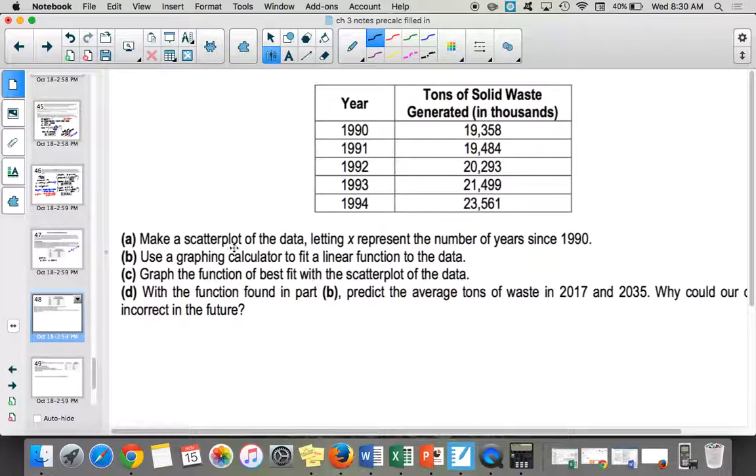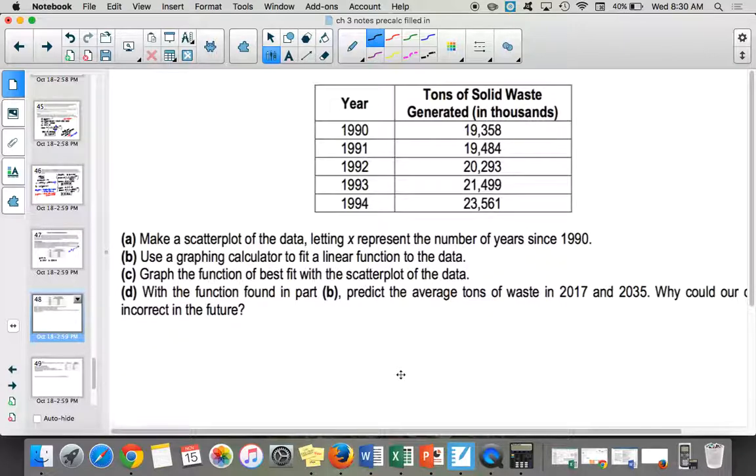All right, so let's try this next one. So this is going to be another linear one. Oh wait, is this the same one? Yeah, okay, so it says make a scatter plot of the data, letting x represent the number of years since 1990. So we did that. We used a graphing calculator to fit a linear function to the data. We graphed our function of best fit with a scatter plot.